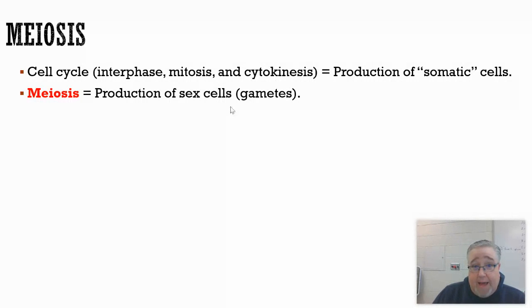Meiosis is the production of sex cells. It's the production of gametes. So we learned earlier that somatic cells and gametes are very different from each other. I mean, yeah, they're body cells, or they make up cells in our body, but they are very different as far as chromosome number goes. So when we're talking about meiosis, the production of these cells, we need to talk a lot about chromosome number and how that takes part in the process of meiosis.